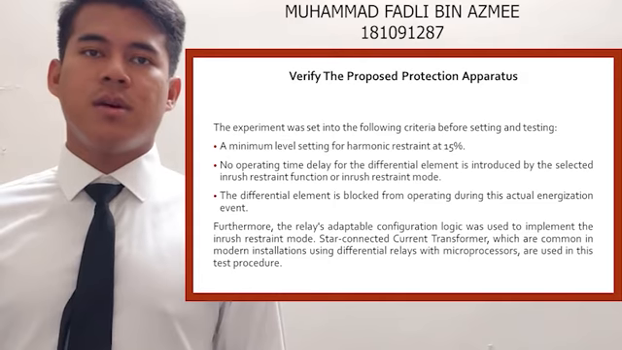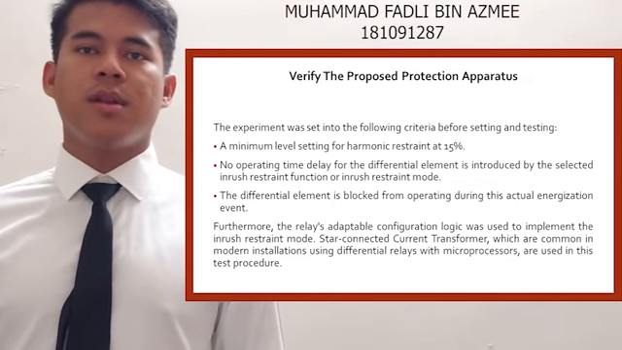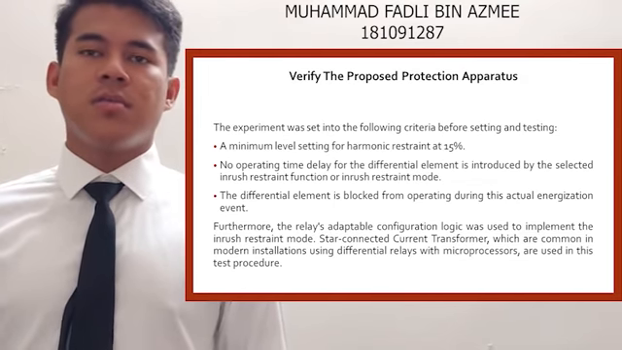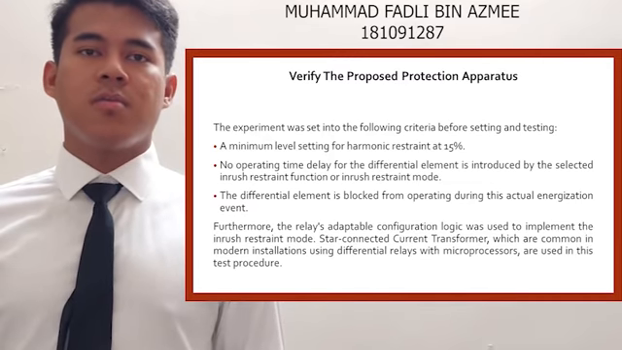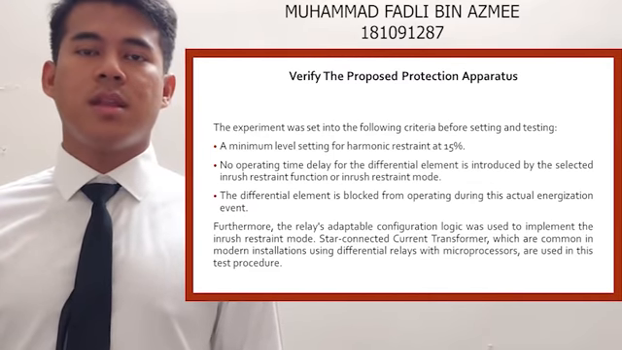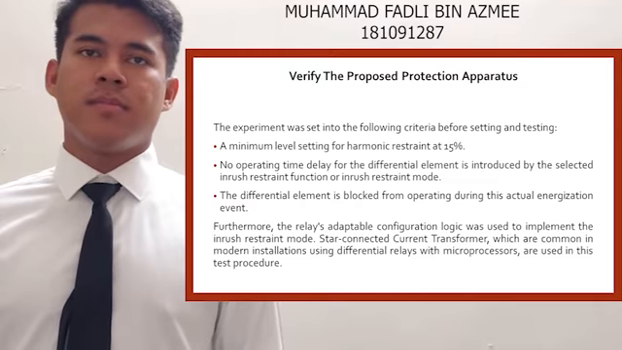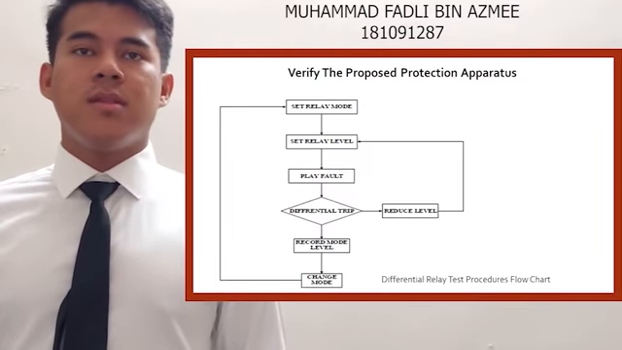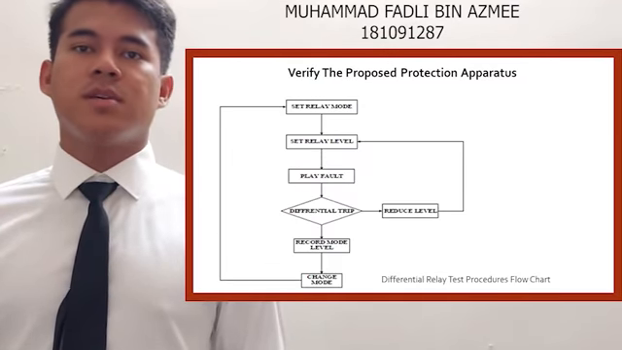Star-connected current transformers, which are common in modern installations using differential relays with microprocessors, are used in this test procedure. As you can see, this is the figure of the differential relay test procedure flowchart.